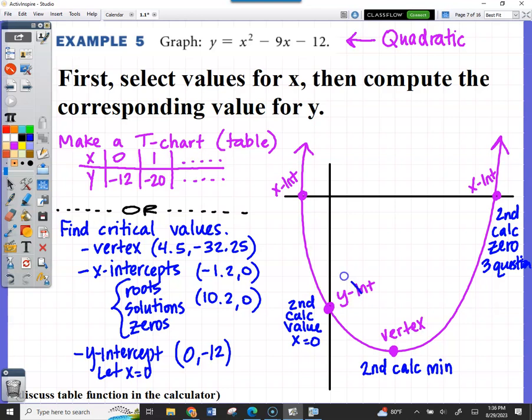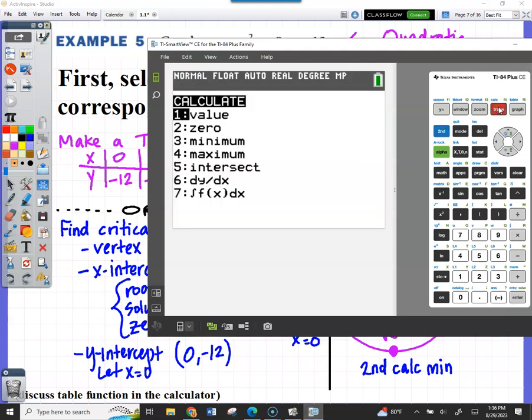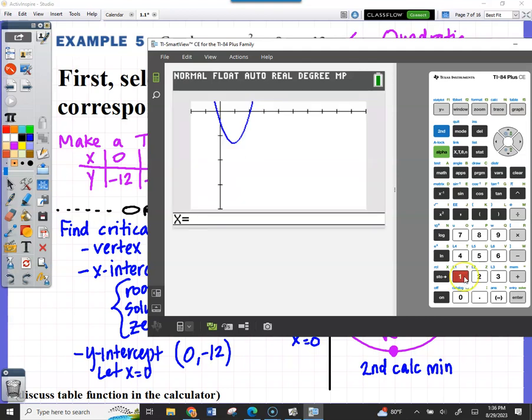Let me show you what I meant by this right here. Second calc, value, x equals. So coming back to this, let's say I forgot to just plug x equals 0 into the equation, and my mind's just thinking, I gotta use my calculator. So hit second calc. Notice option 1 says value, meaning, okay, what do you want me to evaluate this function at? Evaluate it at 0. Hit enter, and it'll tell you. Okay? So that's another way to do it.